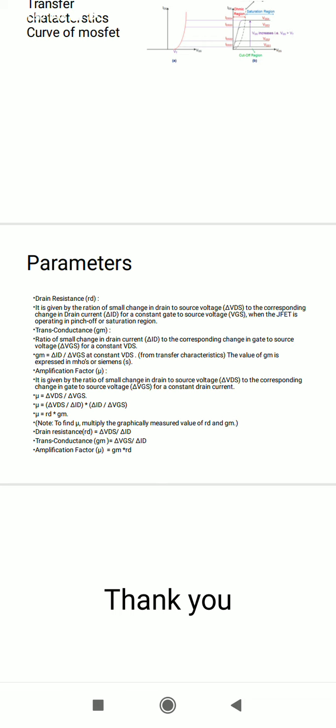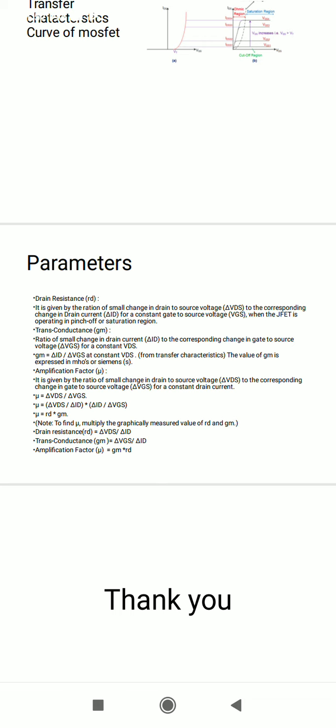Transconductance or GM: this is the ratio of a small change in drain current, del ID, to the corresponding change in gate to source voltage, del VGS, for a constant VDS. GM equals del ID by del VGS at constant VDS. The value of GM is expressed in mho or Siemens.